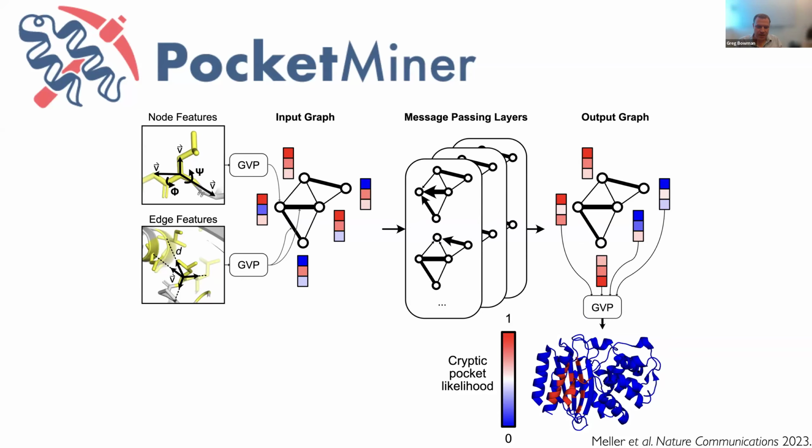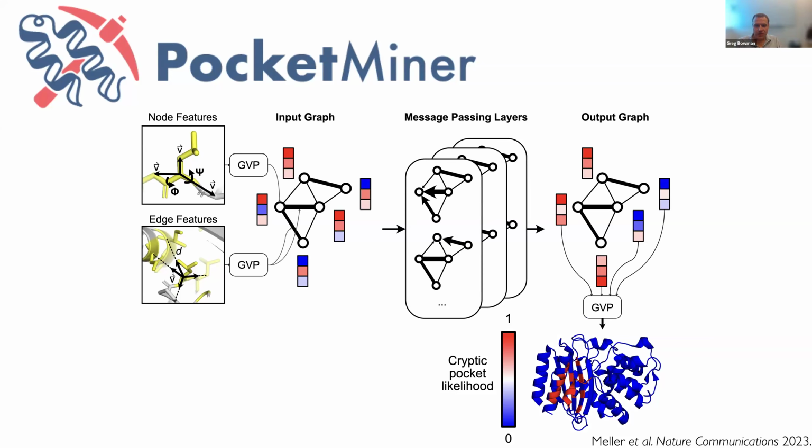And it turns out that by training the algorithm in that way, now we can hand it crystal structures or AlphaFold structures or cryo-EM structures or whatever source of structural information you've got. And it can do a really good job of predicting which residues are most likely to participate in a cryptic pocket. So I won't go through the quantification of the performance.